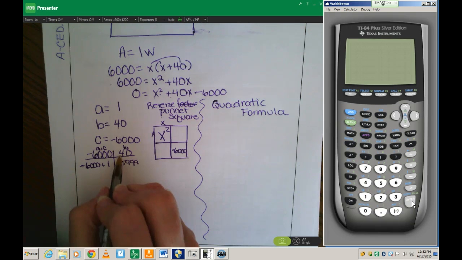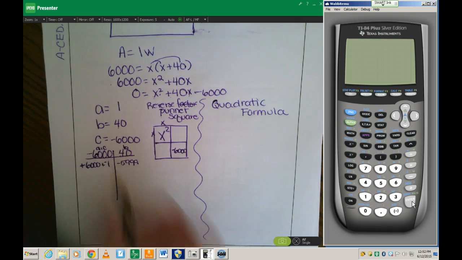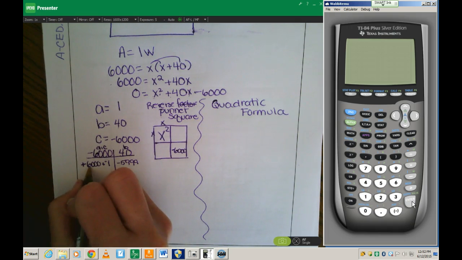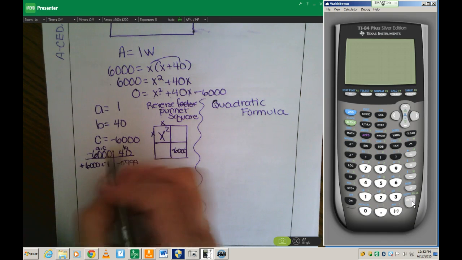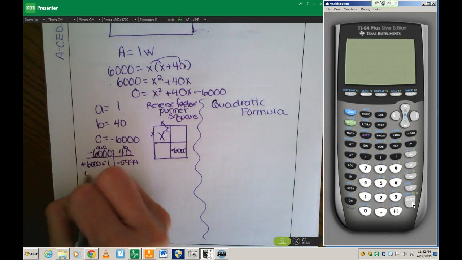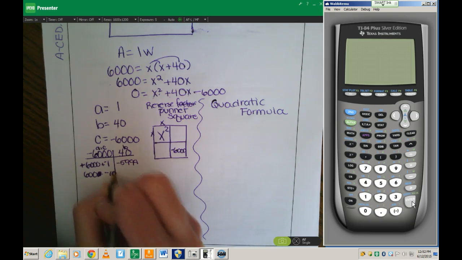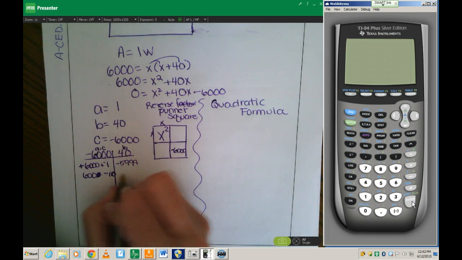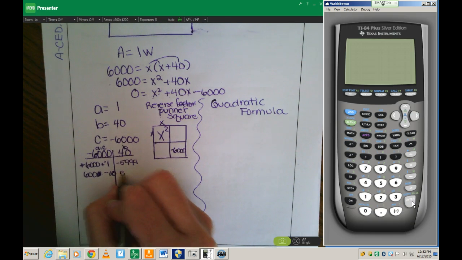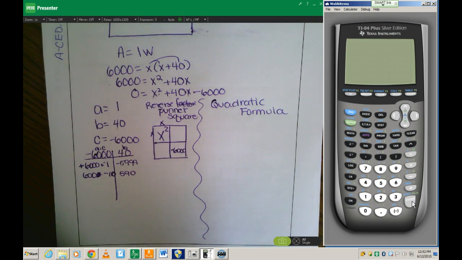And now we actually know the bigger number has to be positive. So there we go. Now let's do 6,000 divided by negative 10 and negative 10. So we have 600 and negative 10. When I do that, I get 590. So that won't help me.